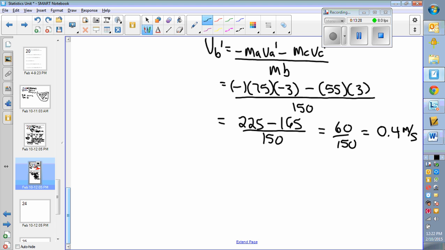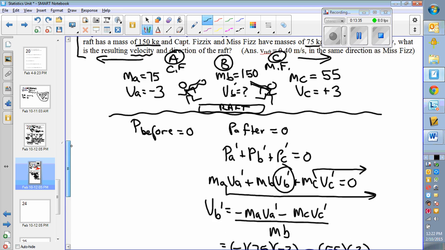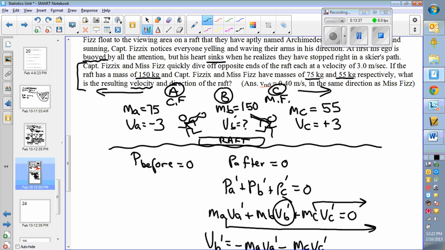But you could have drawn your picture in any old direction. You could have drawn Miss Fizz going the other way. So even though you get a positive, and that positive indicates to the right in this picture, somebody could have drawn Miss Fizz going to the left, so you would say for your answer that it is 0.4 meters per second in the same direction as Miss Fizz. That way, whichever way you called positive or negative, the raft is going the same way she went, because his momentum slightly exceeds hers. So the resultant goes backwards the other way.